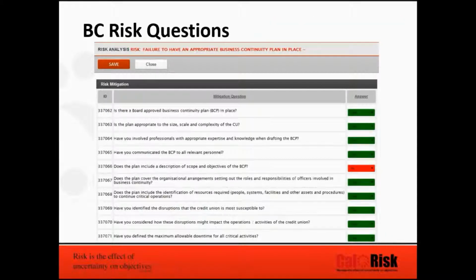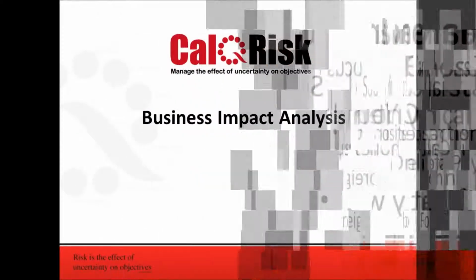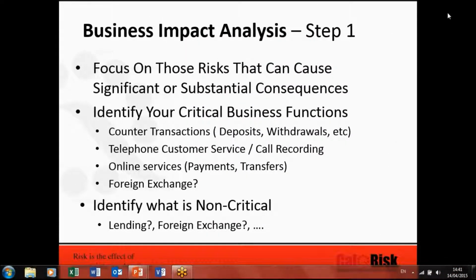For those of you who are customers and have CalcuRisk, there is a risk in the system called failure to have an appropriate business continuity plan in place. And there's a good set of questions in here. There's about 20 plus questions, which will give you a good business impact analysis. This is an important step, because you need to identify the critical business functions. Some people call them mission critical functions, critical activities, but it's those things that you need to continue to be doing to be seen as continuing to provide the service.